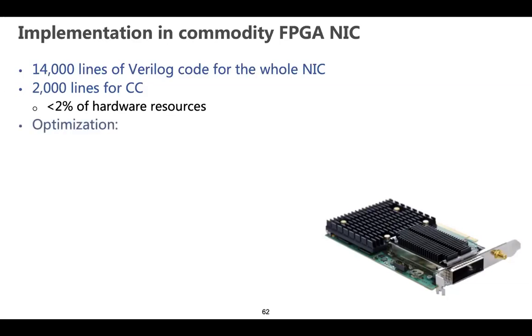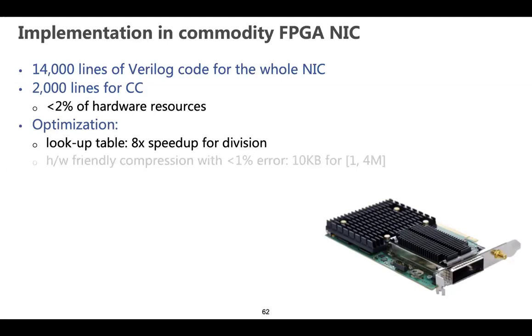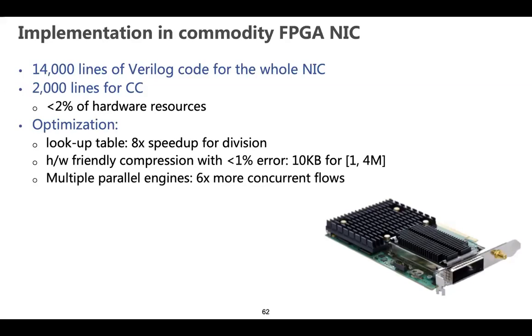We also use many hardware-specific optimizations. For example, we use a lookup table to speed up the division operation. We also design a hardware-friendly lookup table compression so that we just need 10 kilobytes to represent a range of 4 million numbers. And we use multiple parallel engines to support more concurrent flows. The INT overhead is very small. It just consumes 4.2%, assuming the MTU is only 1 kilobyte, which is the state of the art of RDMA.